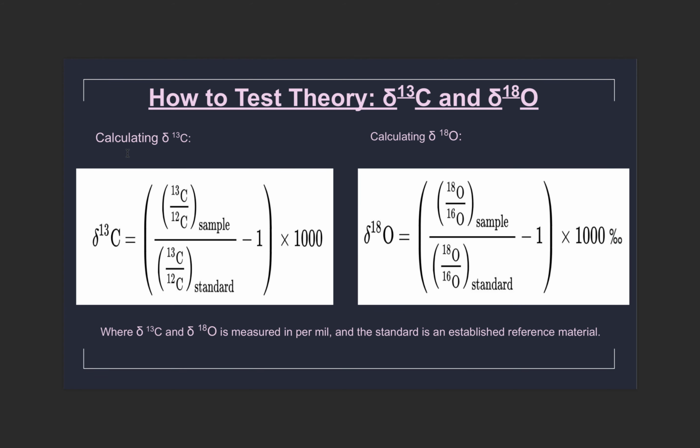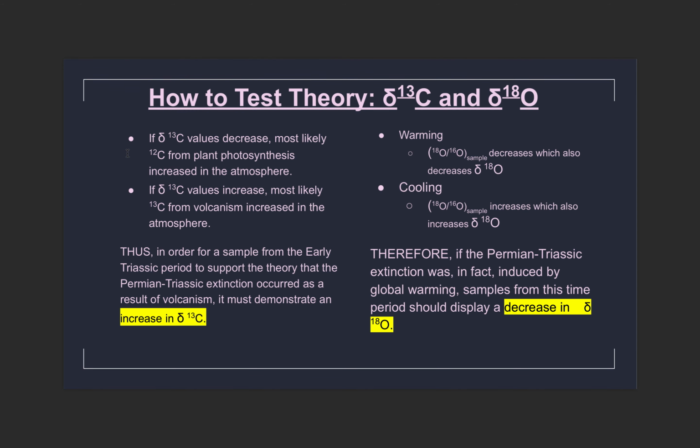And here we can see how isotopic ratios from samples are used to calculate delta values. Delta values are expressed in per mil, and the standard is an established reference material. Judging from what we know about the behavior and origin of carbon and oxygen isotope ratios, in order for a sample to support the volcanism and global warming theory, it must display an increase in delta carbon-13 and a decrease in delta oxygen-18.